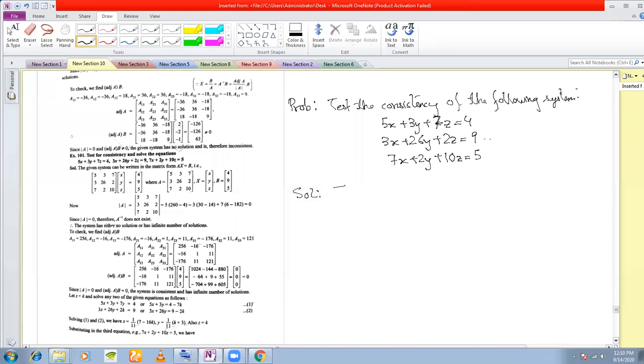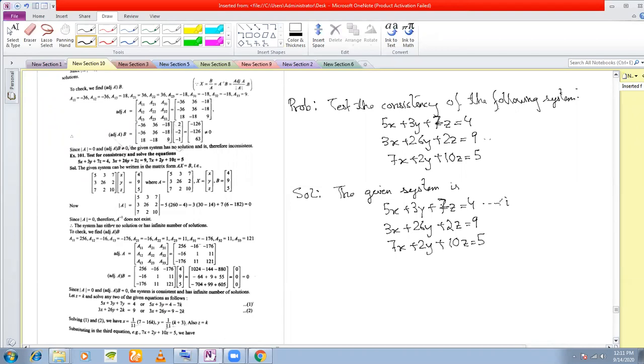Okay, so you'll write the given system as 5x plus 3y plus 7z is equal to 4. 3x plus 26y plus 2z is equal to 9. 7x plus 2y plus 10z is equal to 5. So this is 1, this is 2, call this 3.